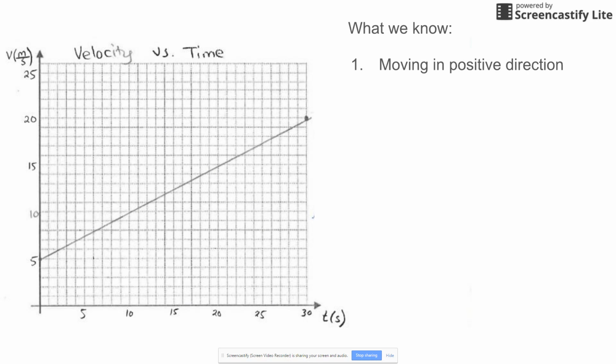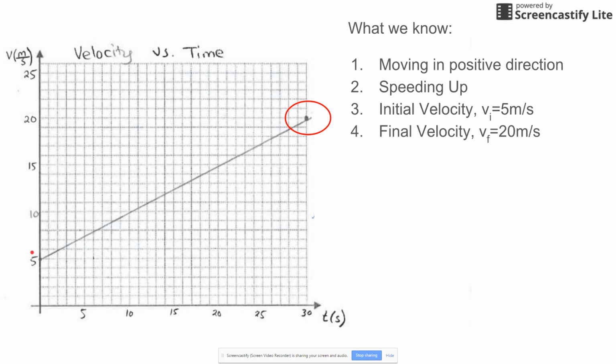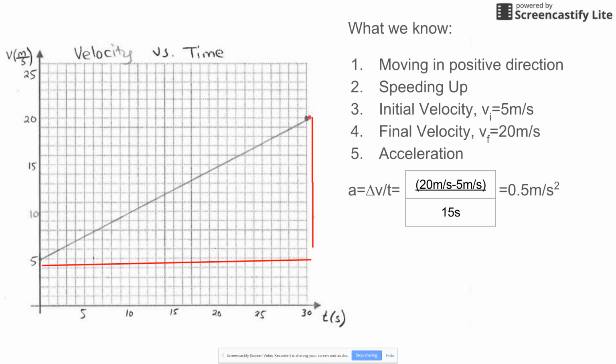To start off with an example, we have a velocity time graph. There's an object. What do we know about this object? We know it's moving in the positive direction because it has a positive velocity. We know that it is speeding up because the direction of the line is upwards towards bigger velocity numbers. We know that the initial velocity is 5 meters per second. That's our y-intercept. The final velocity of the object is 20 meters per second.